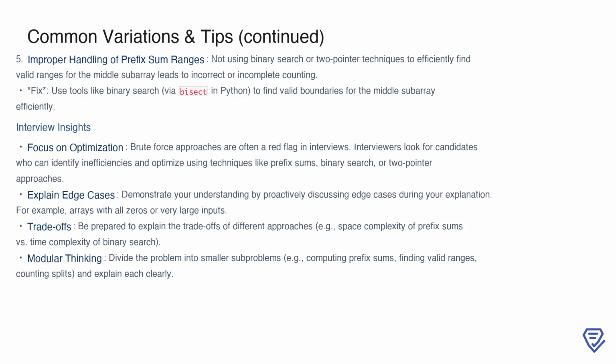For instance, you might mention arrays with all zeros or very large inputs and explain how your approach accounts for them. Be ready to discuss trade-offs, such as the space complexity of prefix sums versus the time complexity of binary search. Finally, modular thinking is essential. Break the problem into smaller, manageable components like computing prefix sums, finding valid ranges, and counting splits, and explain how each part fits into the overall solution.